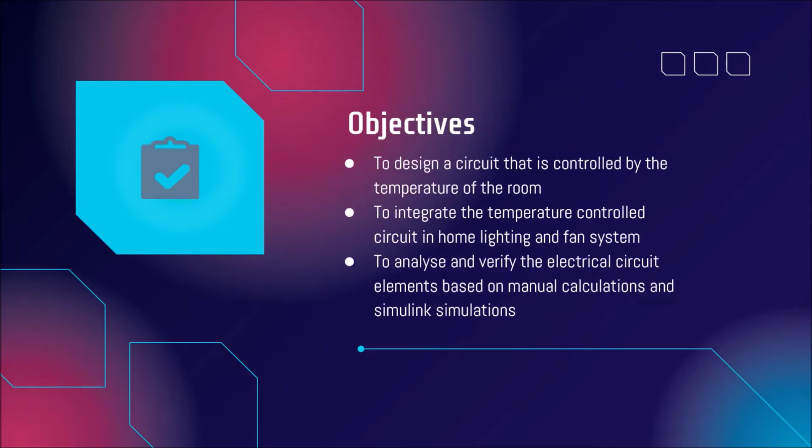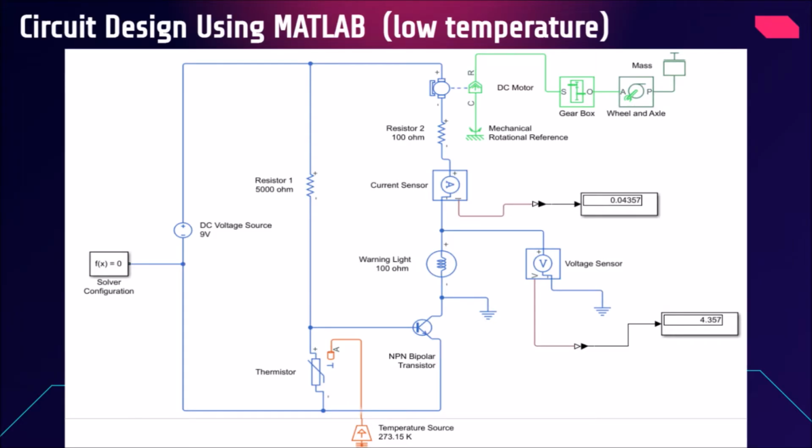Moving on, based on the problem statements previously, we have set certain objectives to address these problems. Firstly, is to design a circuit that is controlled by the temperature of the room. Secondly, the objective is to integrate the temperature control circuit in home lighting and fan systems. Thirdly, our objective is to analyze and verify the electrical circuit elements based on manual calculations as well as the MATLAB simulations.